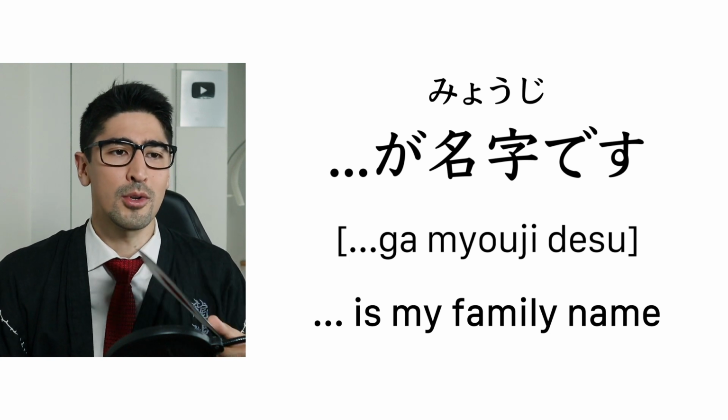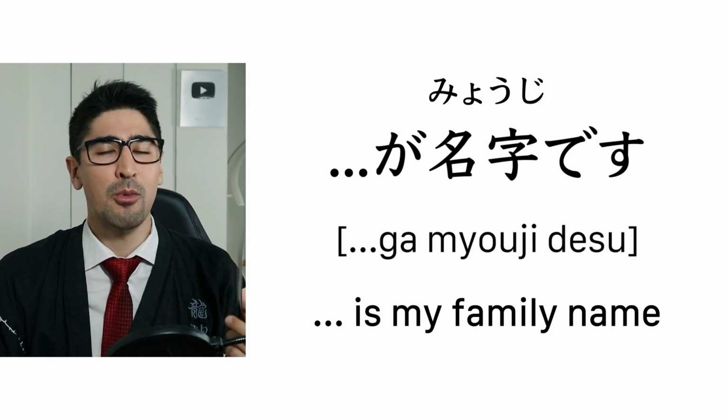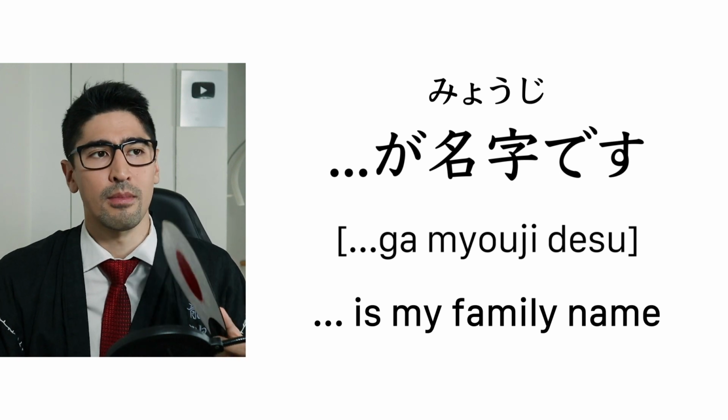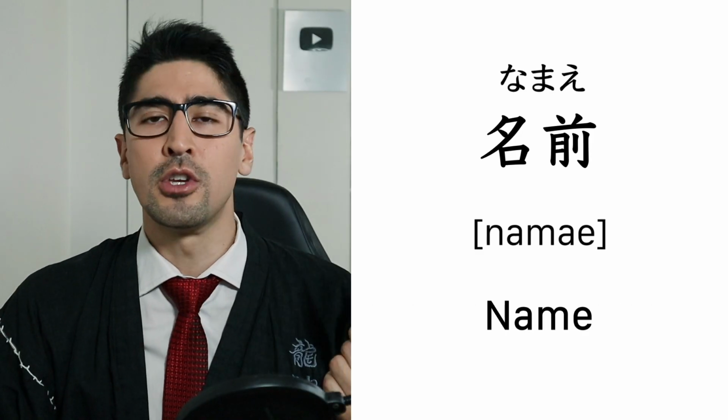So 名字 means family name. And then we have です to end the sentence politely. So for example, ホームズが名字です.